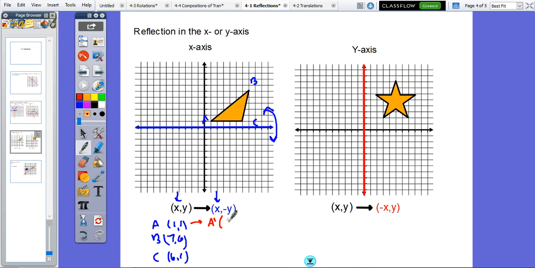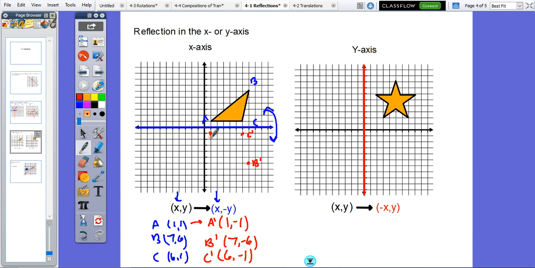So A prime will be at 1, -1. B prime will be at 7, -6. And C prime here will be at 6, -1. So when we go and plot this, we'll say, all right, 1, -1, there's my A prime. 7, -6, 1, 2, 3, 4, 5, 6 right there, -6, that's our B prime. And then C prime will be at 6, -1.